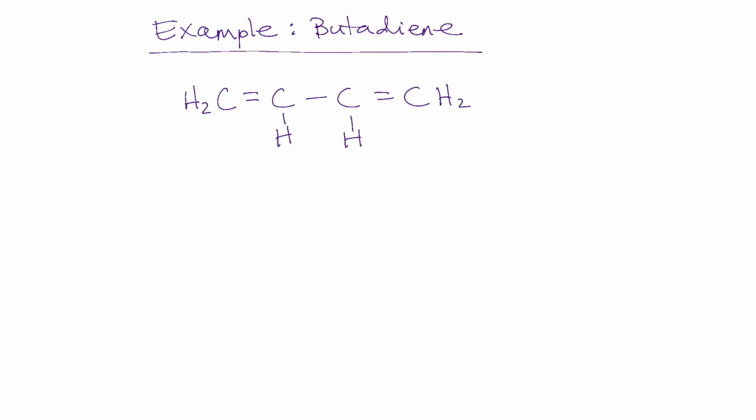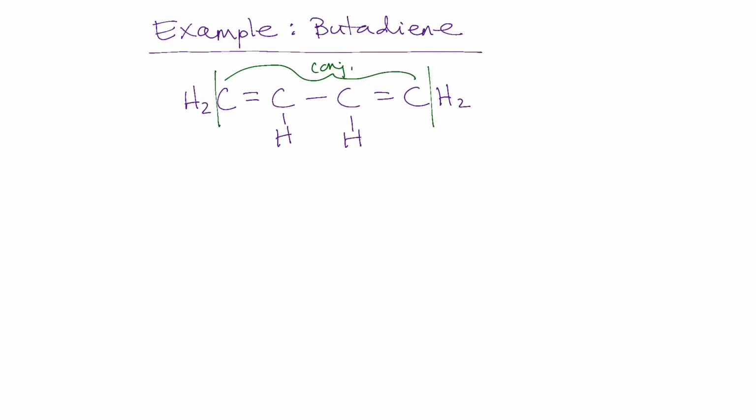Our simple example is butadiene, a nice simple 4-carbon molecule. We can see that our conjugation chain goes from this carbon here all the way over to this carbon here. So these are essentially going to be our endpoints, carbon to carbon, and this is our length of conjugation.